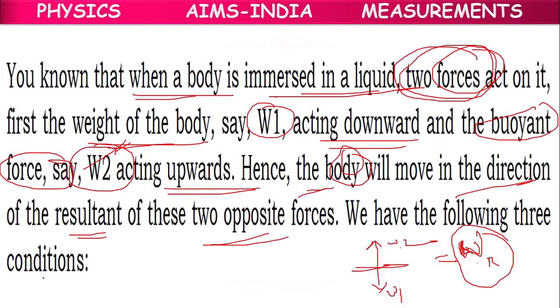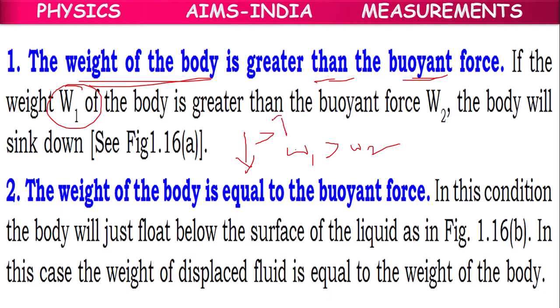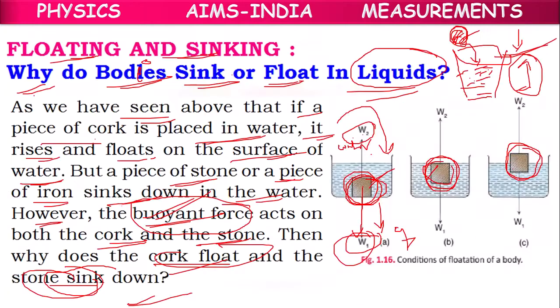So we mainly have three conditions based on W1 and W2. The first one is when the weight of the body is greater than the buoyant force. The weight of the body means W1, so W1 is greater than W2. This means the downward force is greater than the upward force. As the downward force is more than the upward force, the body will come down, like in the first diagram. Why is it coming down? Because W1 is greater than W2.